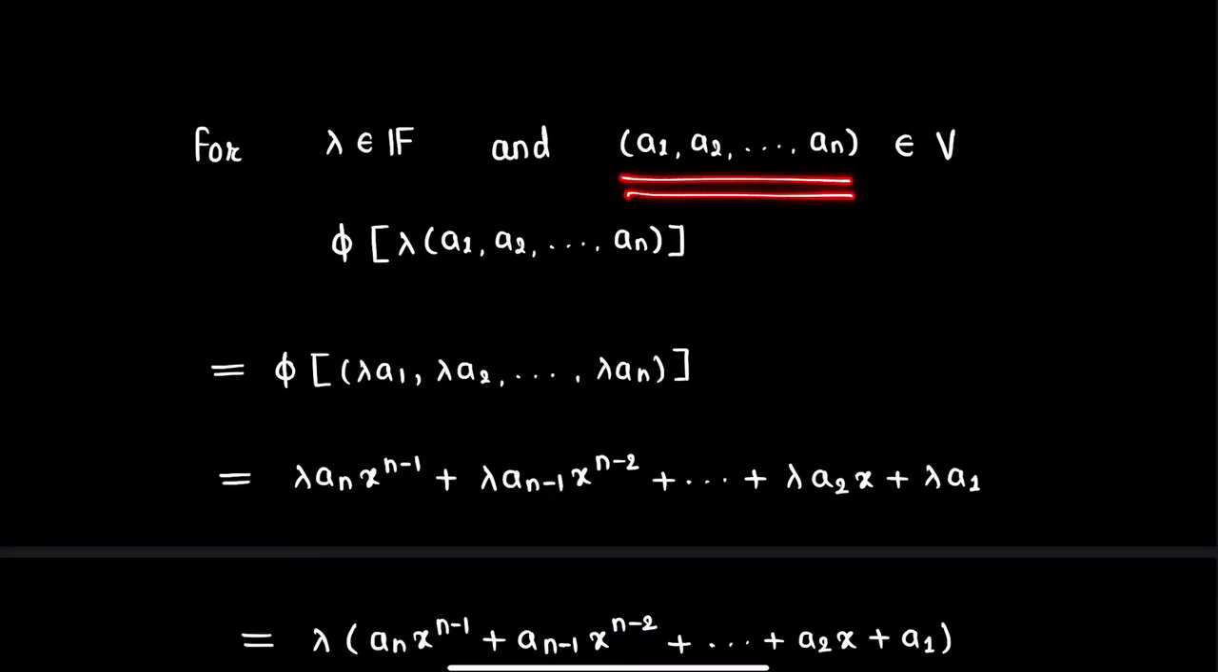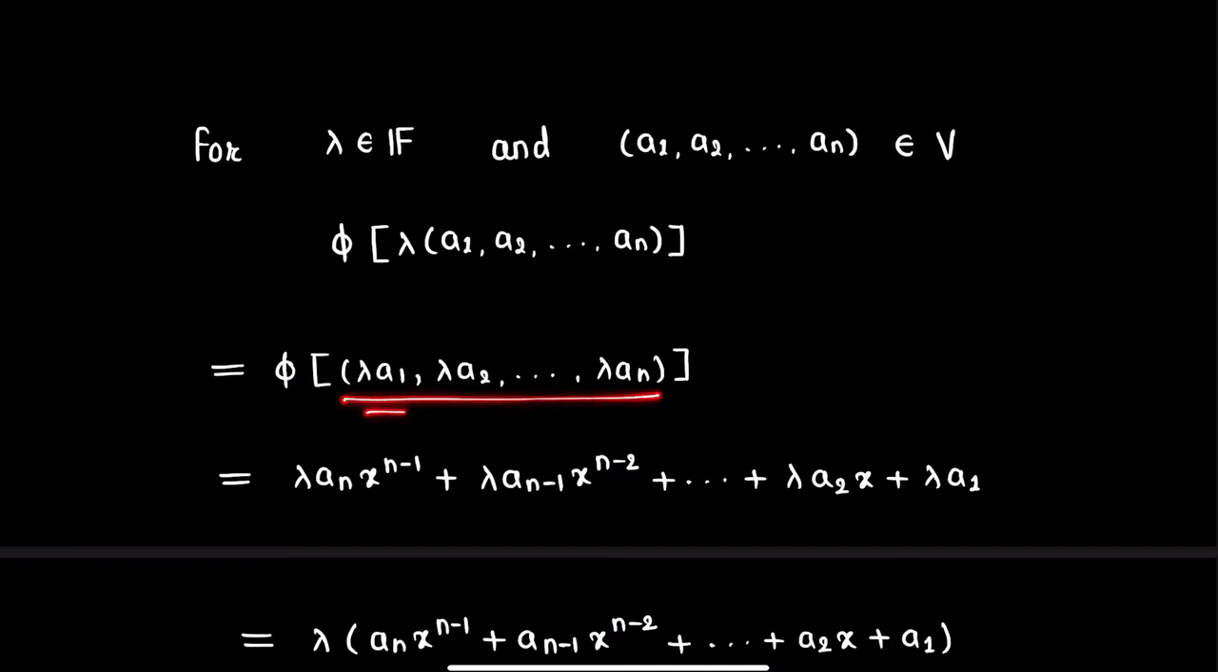Next thing is to show that if lambda is any scalar in field F and (a1, a2, up to an) is any ordered n tuple in vector space V, then phi of lambda times (a1, a2, up to an) is equal to lambda times phi of this ordered n tuple. So we will do that. Now we have phi of lambda times (a1, a2, up to an) will be phi of this ordered n tuple (lambda a1, lambda a2, up to lambda an).